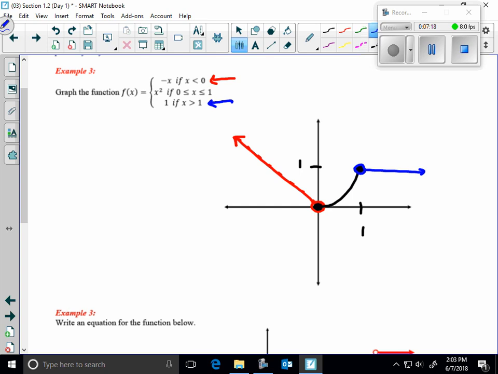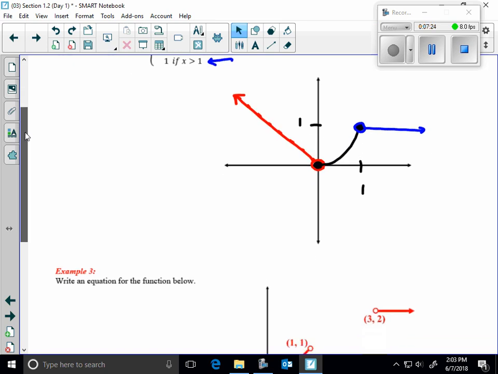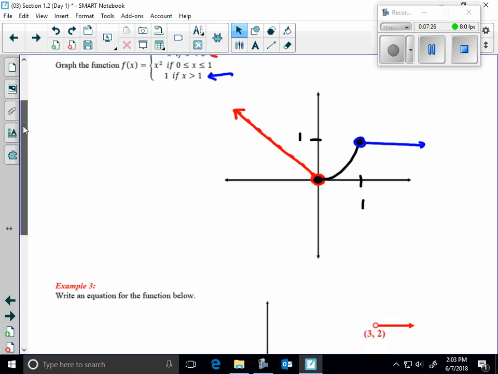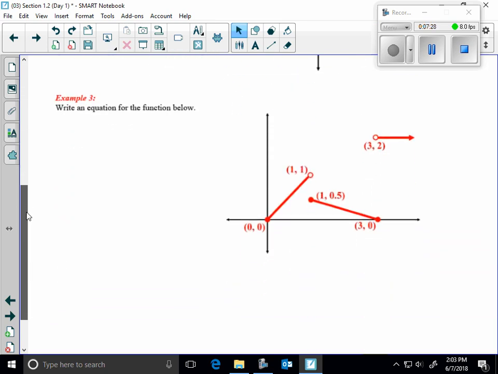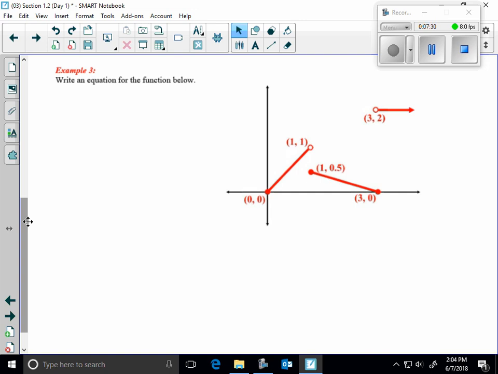Now that is not a linear piecewise function because all portions are not linear, because of that quadratic in the inside interval. Okay, but that would be the way to graph that piecewise function. Let's write an equation for this function. Okay, so it comes in 3 pieces.